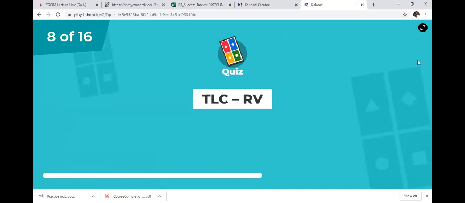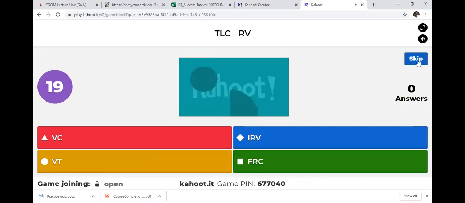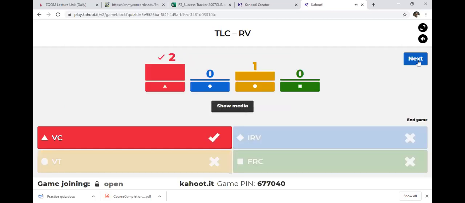Multi-select means you can click more than one answer if you're not sure. That's all that's saying. TLC minus the RV equals what? Total lung capacity minus the RV will leave you with what? Good. Vital capacity. If you take the whole total lung capacity and take away that RV, what's left? Everything that you can do, which is your vital capacity.